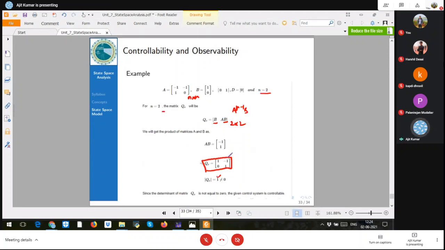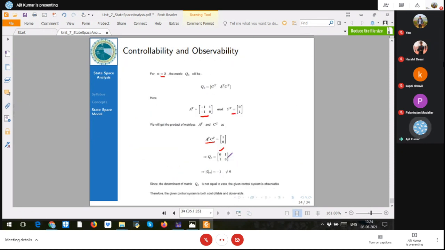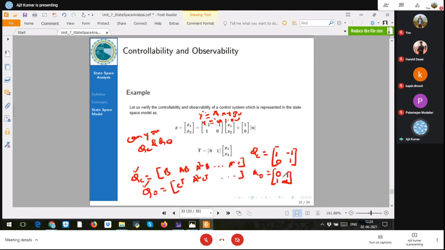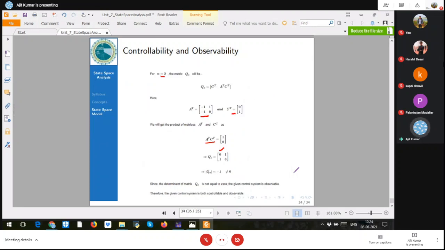There is a small correction here. 0 1 1 -1 you said in Q0. It should be 0 1 1 0. So if I have written it wrong, then it is fine. But otherwise, it is 0 1 and 1 0. So when your observability matrix is 0 1 and 1 0, then the determinant of Q0 is -1. Since the determinant of Q0 is not equal to 0, it is a full rank matrix, then the given system is observable. Therefore, the given control system is both controllable and observable.